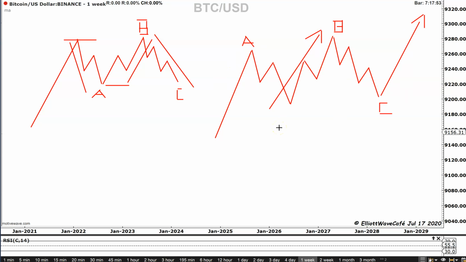The relationship between these waves is like this. This B wave, most of the time, travels 138% of the distance traveled in this wave A. Okay? That's the height of this B wave. And you can put your fib multiples on and you can find that out.